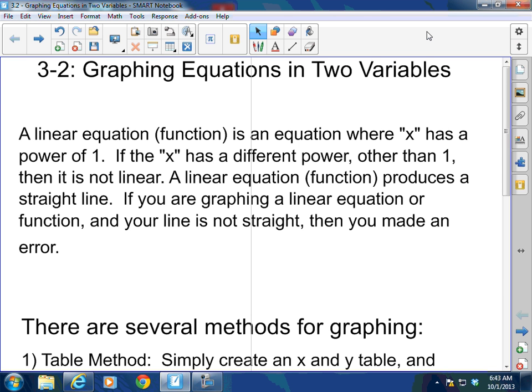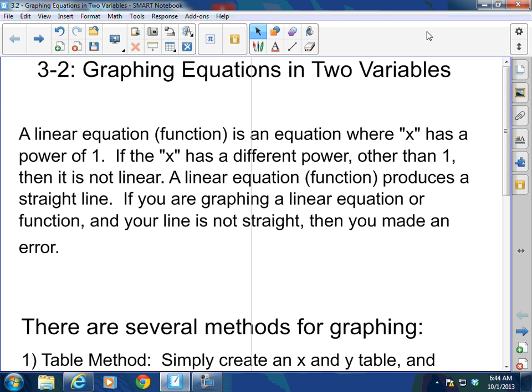Today we're going to be talking about graphing equations with two variables. So the two variables we're going to be working with are x and y. We're talking about linear equations, okay? A linear equation is an equation where x has a power of 1. That means the exponent is 1. It's invisible. If the x has a different power other than 1, then it is not linear.